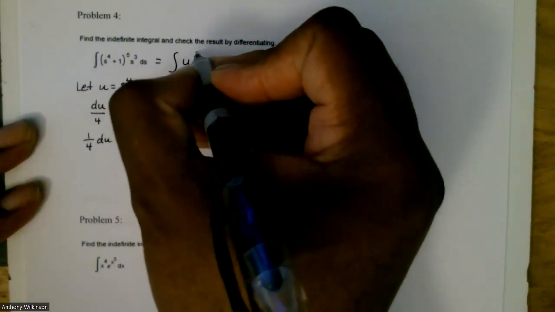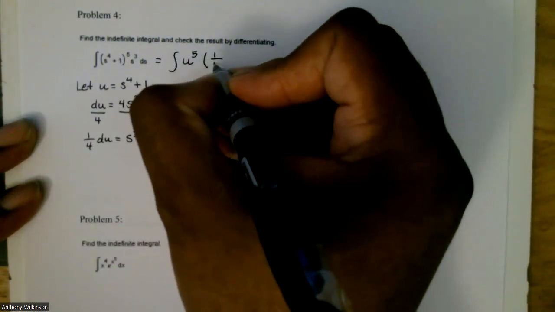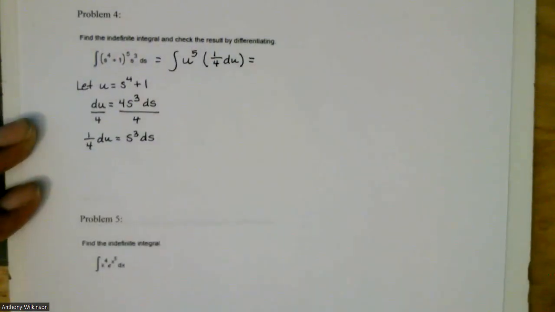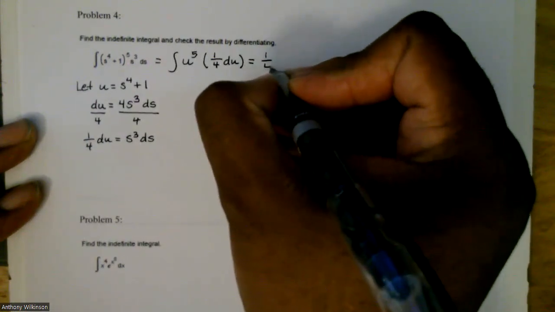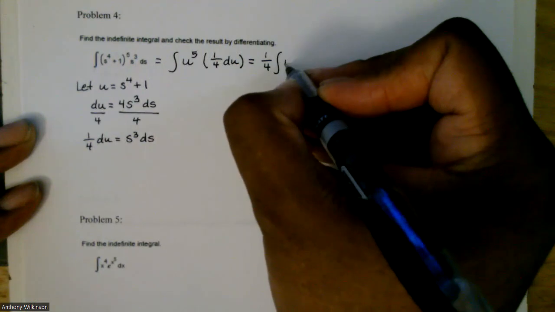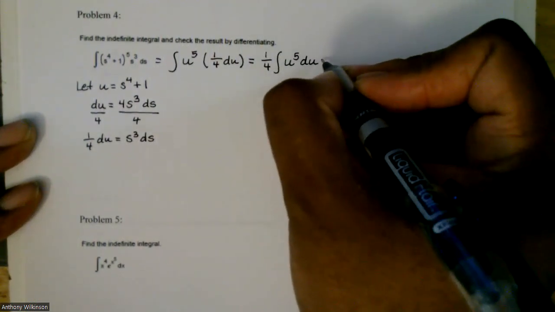So when I do the appropriate substitution, this is what I'm going to have the integral of. S to the 4th plus 1 will be the u, and it's going to be to the 5th power. S cubed ds, that's going to be 1/4 du. Now, since 1/4 is a constant, I can pull the 1/4 out in front of the integral sign. So it'll be 1/4 times the integral of u to the 5th du.